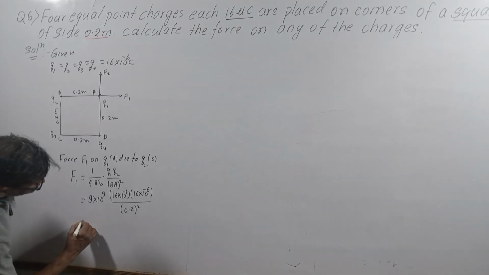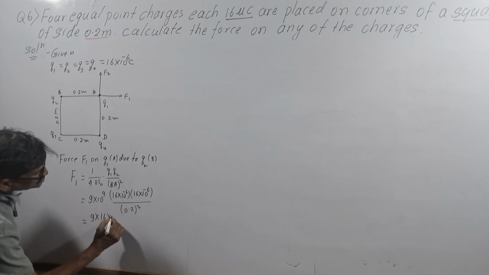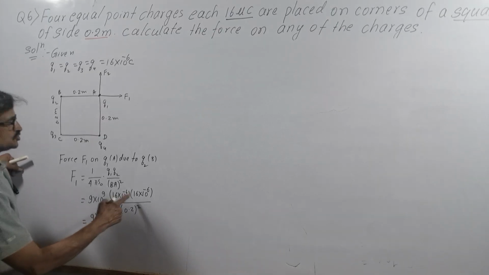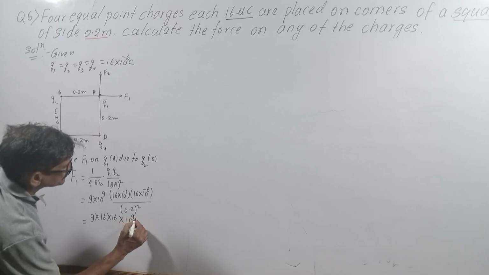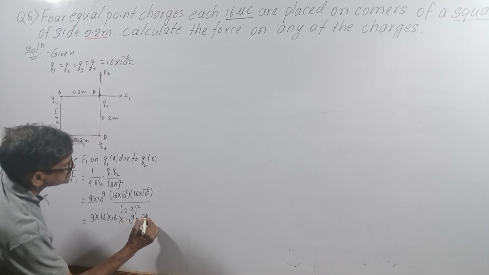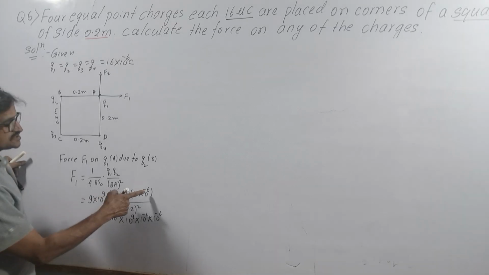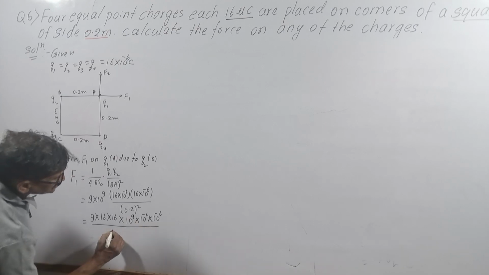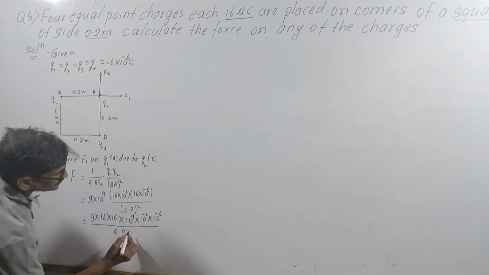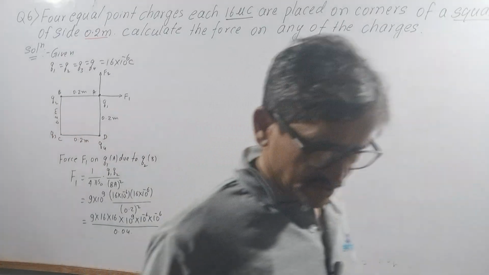Now the constant term, the whole numbers, you write separately: 9 and 16 and one more 16. Now write the powers of 10: 10 to the power 9 into 10 to the power minus 6 into 10 to the power minus 6. And below, the square of 0.2 is 0.04.